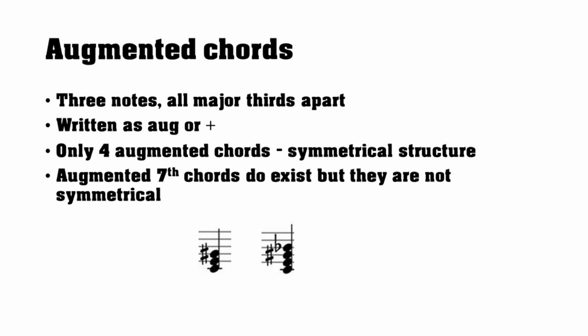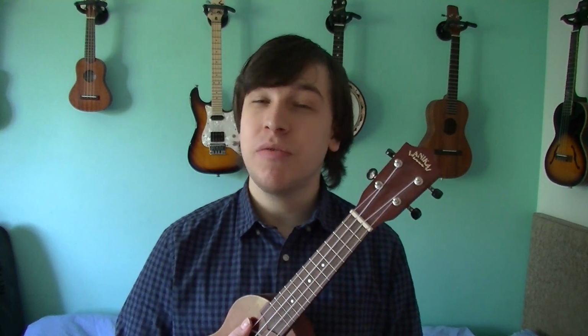The same sort of idea applies with augmented chords as well, where all the intervals are major thirds. There are 4 augmented chords, for the same reason that there are 3 diminished 7ths. Augmented 7ths can exist as well, but they break this pattern of being symmetrical. There are more types of chords to be explored, such as polychords or spectralist chords. However, I feel like I've covered a wide variety of chords that a ukulele player would traditionally encounter.